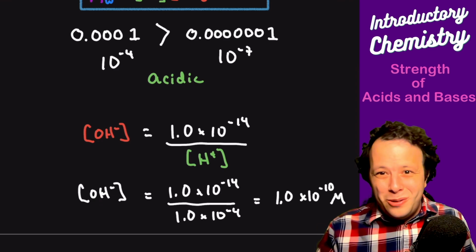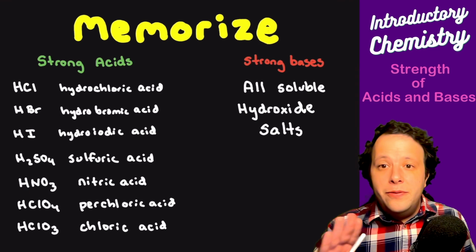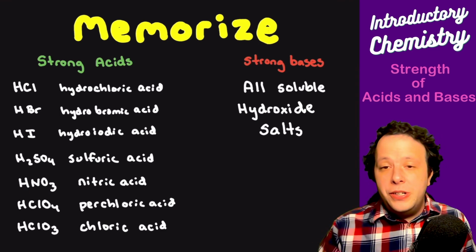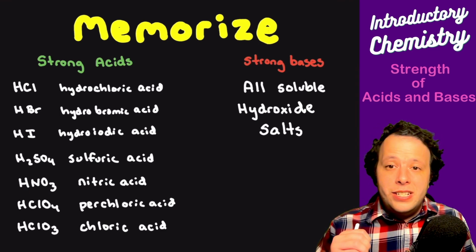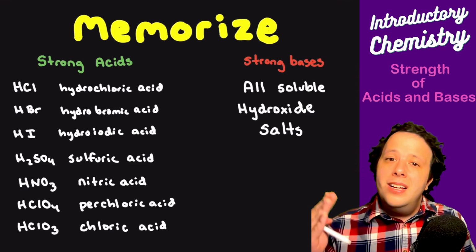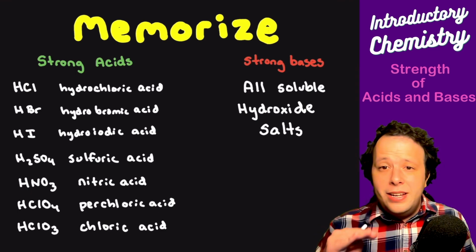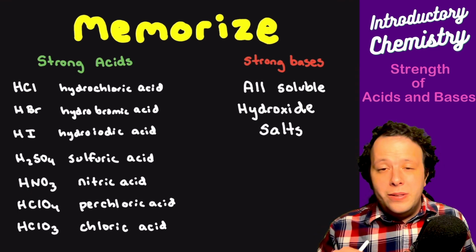So let's go to our final summary. When it comes to trying to understand the strengths of acids and bases, it fully depends on the level of chemistry you're taking. If you're taking just introductory chemistry, which is just for beginners in chemistry, I would recommend really memorizing your strong acids and bases. It's a very good starting point to go. Same thing if you're in general chemistry 1 as well.